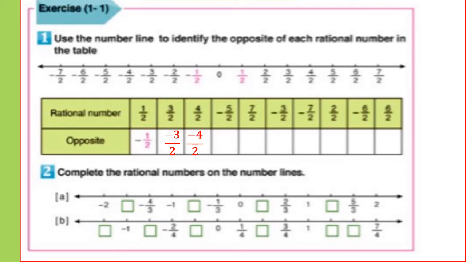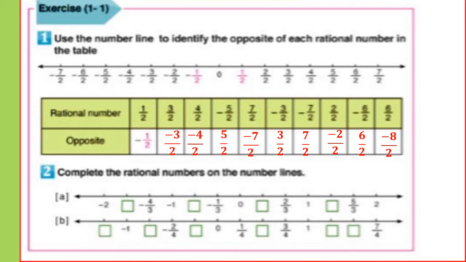Okay. Next one, negative 5 over 2. It's a negative number, so its opposite must be positive. 5 over 2. 7 over 2. Negative 3 over 2. Negative 7 over 2. 2 over 2. Negative 6 over 2. 8 over 2.